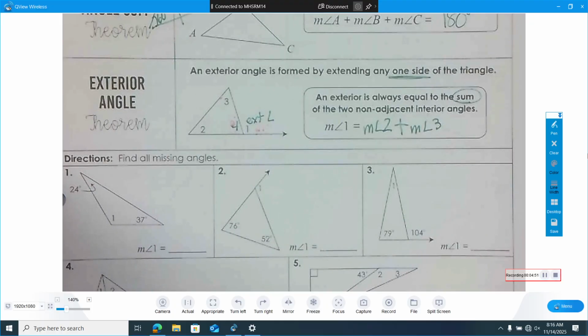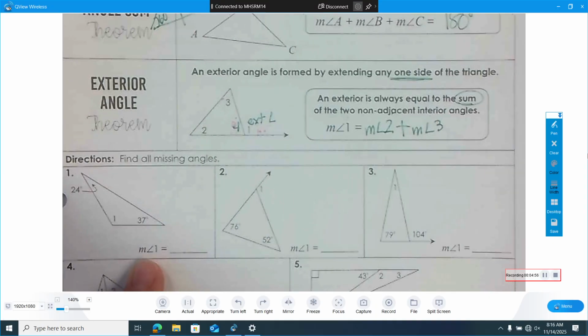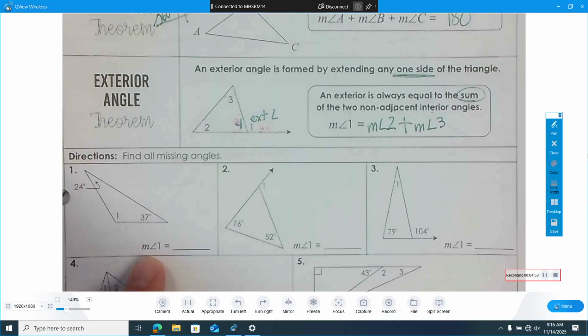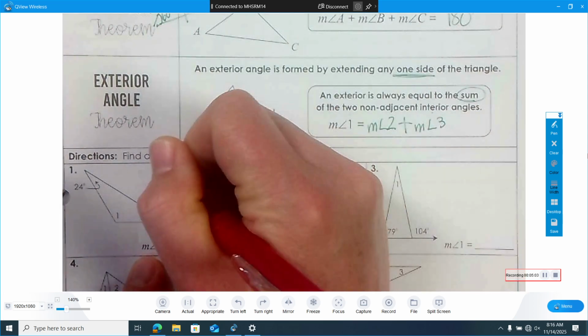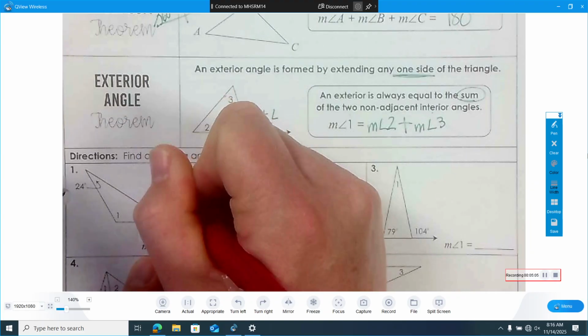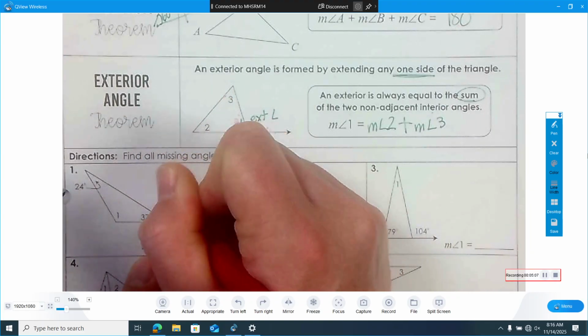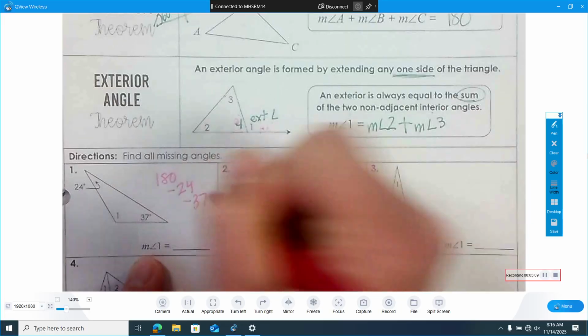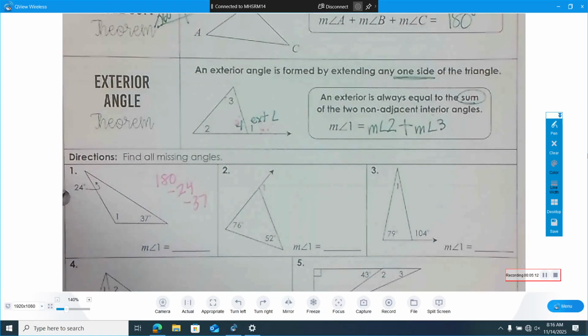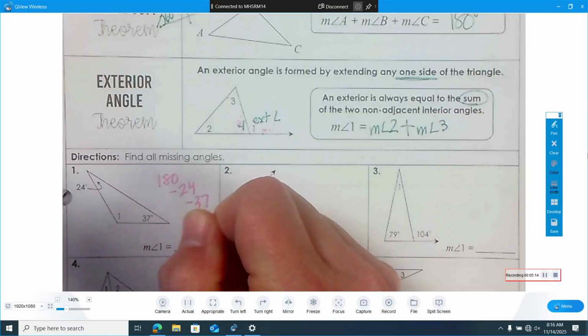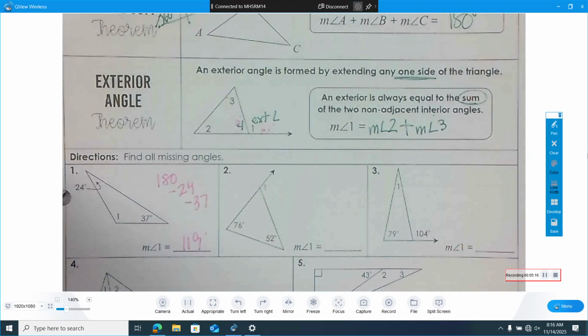Pretty easy here. We want to find all the missing angles labeled here. So how do we figure out the measure of angle 1? Subtract that from 180. So 180 minus 24 minus 37. I don't have a calculator. 119. Thank you, guys. So from 180, because we know all three angles need to add to be 180, we can just take 180 and subtract each angle.